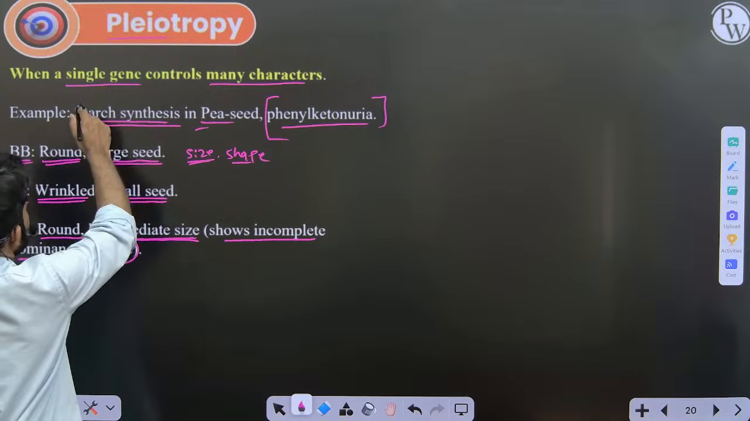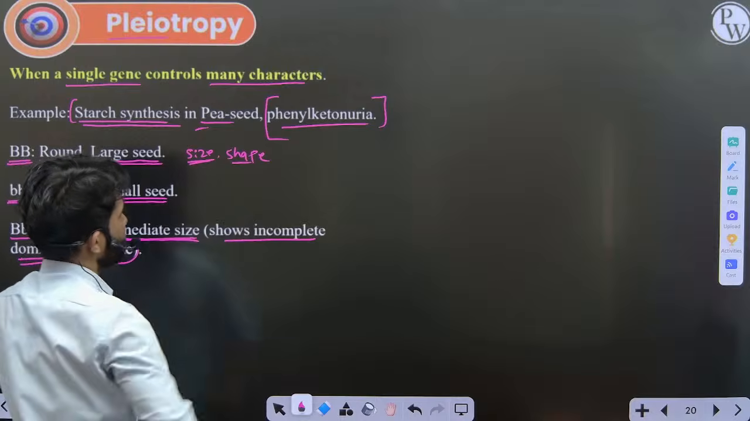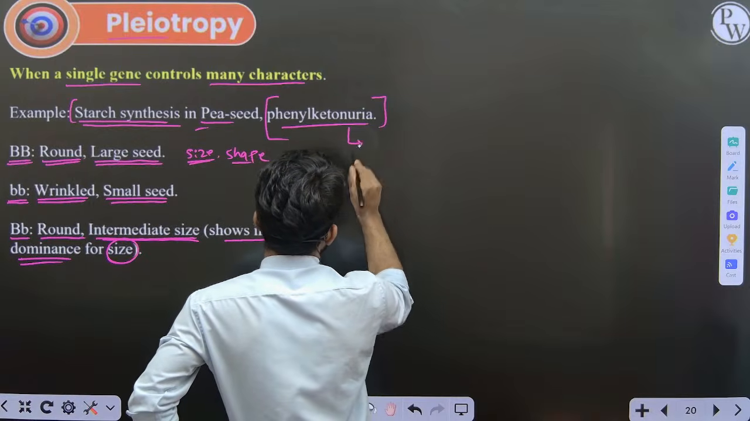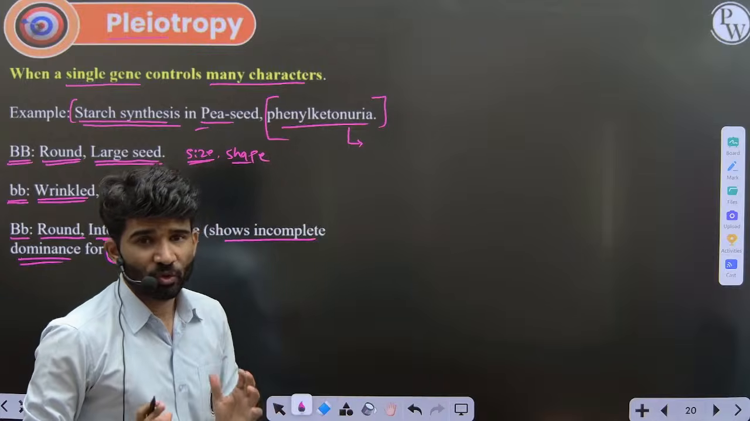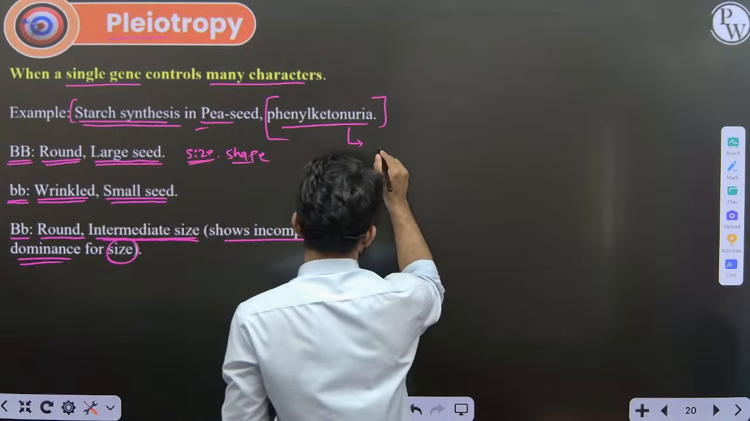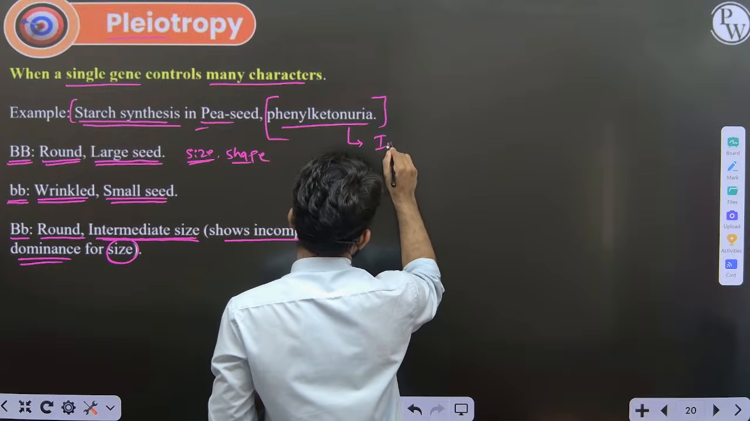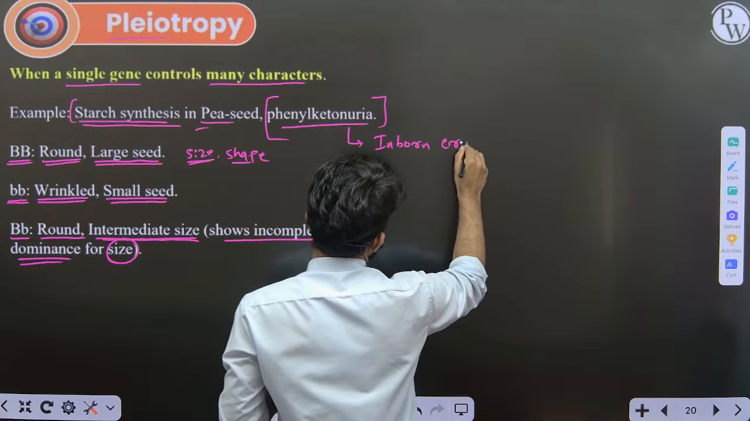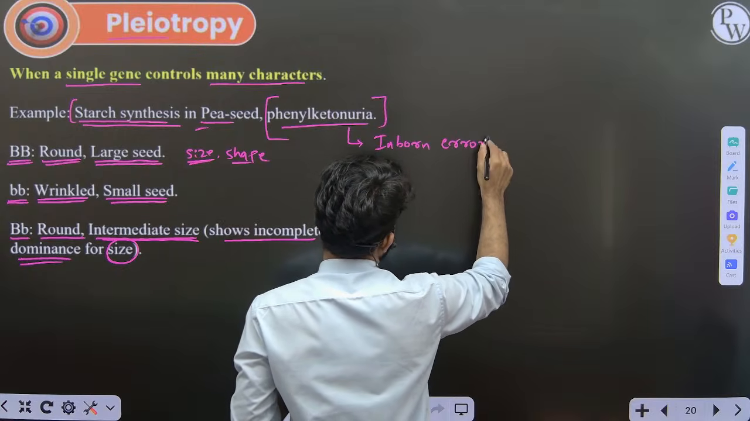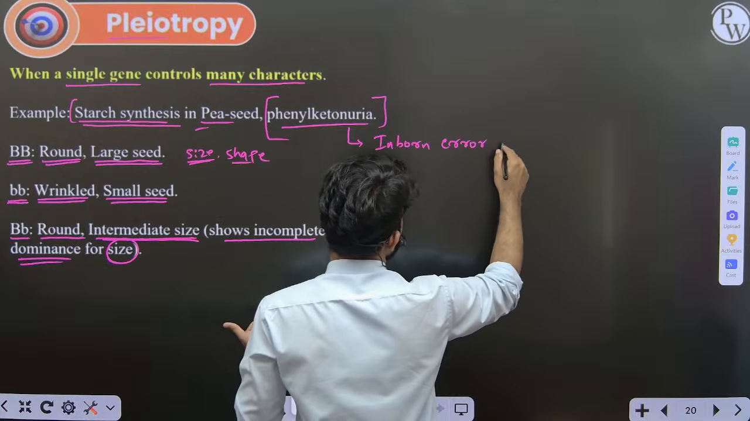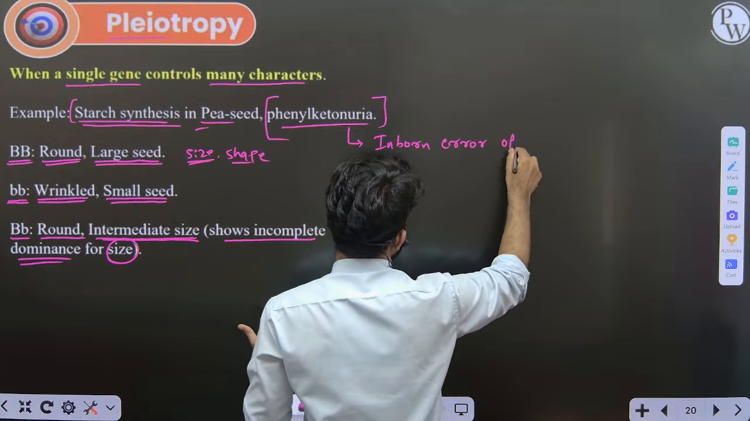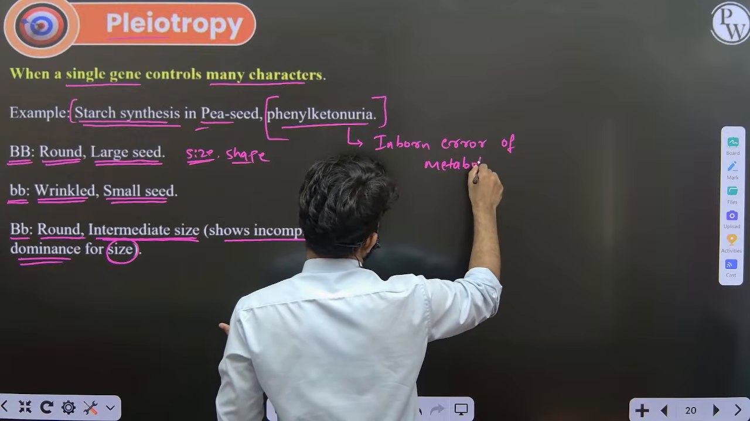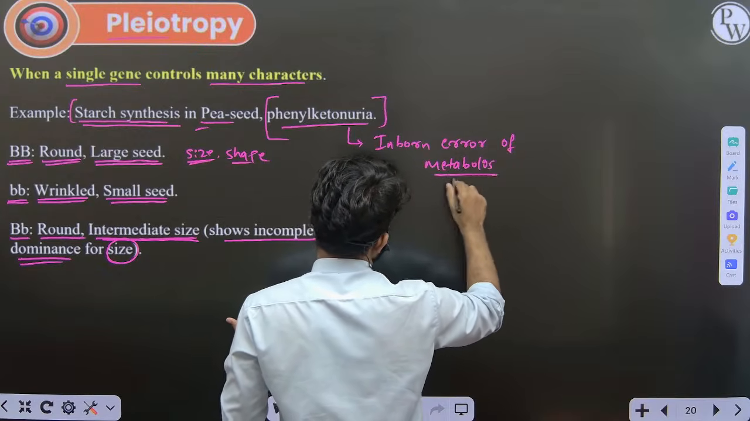Another example for pleiotropy is called phenylketonuria. This phenylketonuria is an inborn error of metabolism. That means the disease comes by birth itself, and death is inevitable. That is an inborn error of metabolism. What metabolism is affected here?